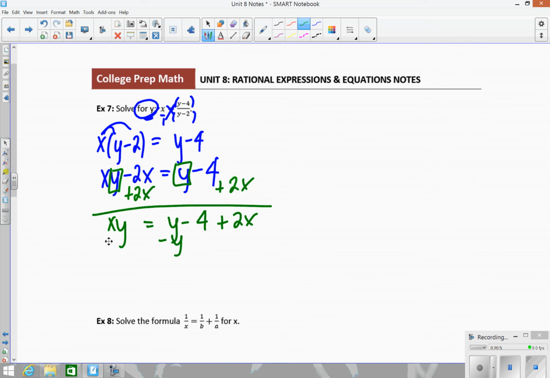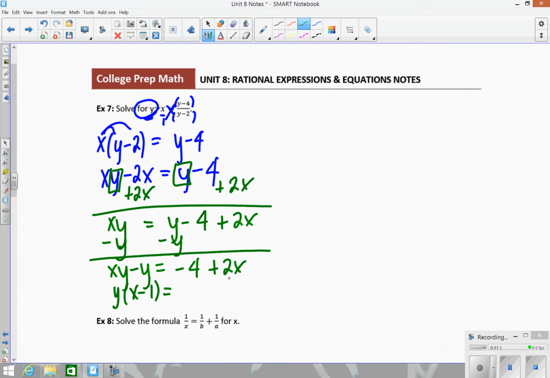And then I need to get this y over to the other side because, again, I'm trying to solve for y, which means I need to get the y's together. So I have negative 4 plus 2x. And I need to get these y's together, which means I can factor those out. So I have y times (x minus 1) equals, I'm just going to rearrange this so it looks neater, 2x minus 4.